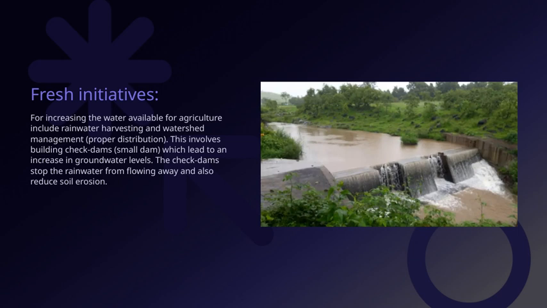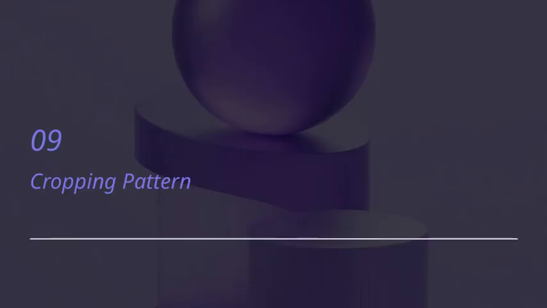Overall, these initiatives are vital steps towards sustainable water management, ensuring that more water is available for agriculture while also protecting our land and resources. Let's now take a closer look at cropping patterns. Cropping pattern essentially refers to the layout or arrangement of different crops grown in a particular area over a season. It's a crucial aspect because it influences not just the productivity of the land, but also its sustainability.